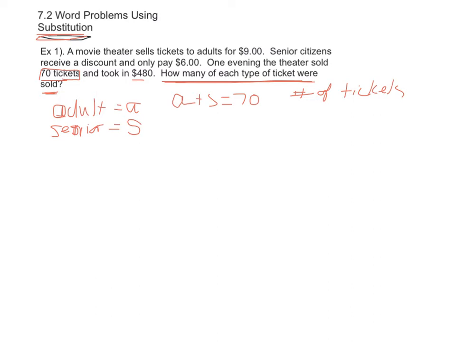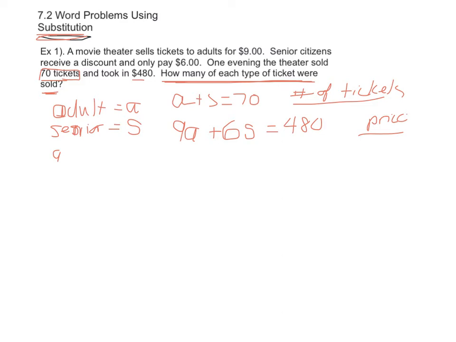Now my second equation is going to deal with the money. So I know every adult pays $9. So that would be 9 times A for each adult that buys a ticket. And then I know the seniors pay $6, so it's going to be 6 times the number of seniors buying tickets. And altogether, when we add that up, it's going to come to $480. So this deals with the price of the tickets and how many people are buying them. First equation will just be the number of tickets. The second equation you're putting on the price.